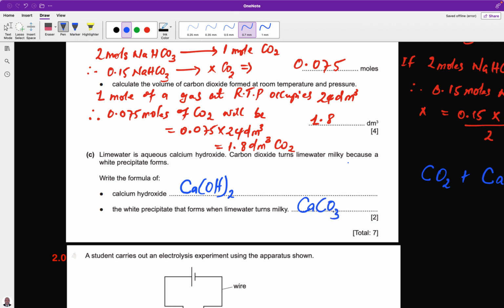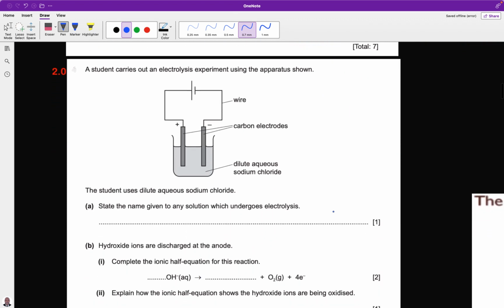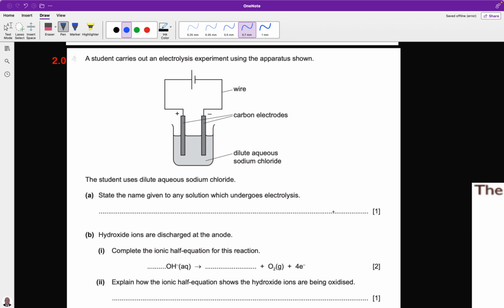Calcium carbonate. Now let's go to question number 2. Our question number 2 has to do with electricity and chemistry. That is electrolysis. It has to do with electrolysis.